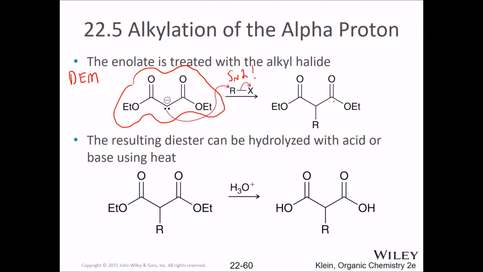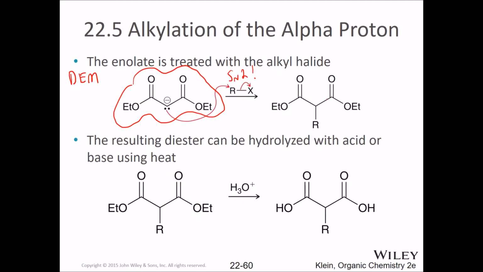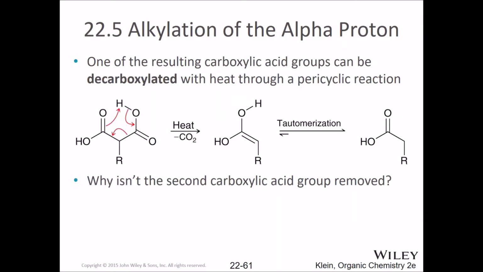Okay? Now we have this. Well, this is not, let me go back a slide. That's not the same thing as this, right? So let's go back. How do we get that? Well, first of all, we're going to hydrolyze the esters. So we use acid and heat to make carboxylic acids now, right? And then we're going to decarboxylate.